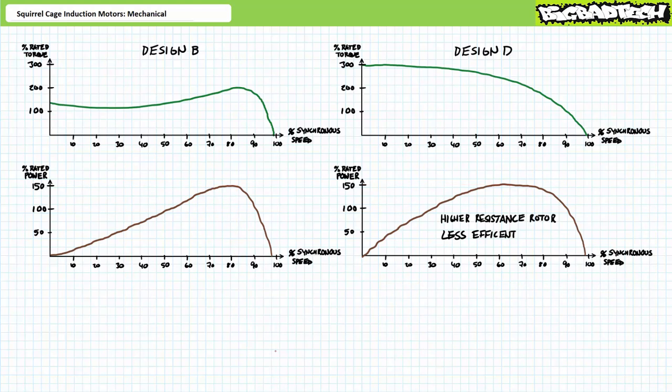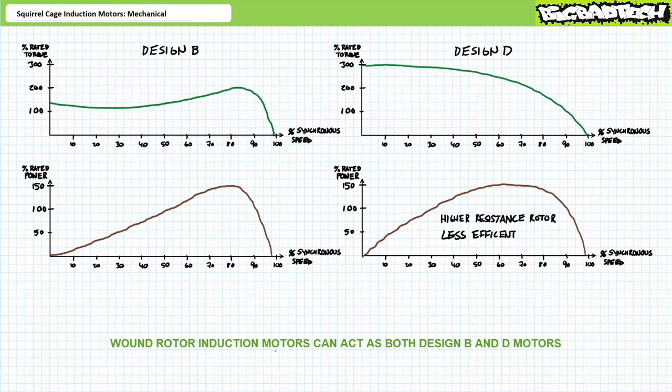Besides the speed torque curves, there are two other fundamental differences between design B and design D motors, the first being their rotors. Design D rotors, in comparison to design B rotors, feature conductive bars with higher resistance. I'll explain in later lectures how a wound rotor induction motor, another type of induction motor, can vary rotor resistance to change the shape of the speed torque curve depending upon application.